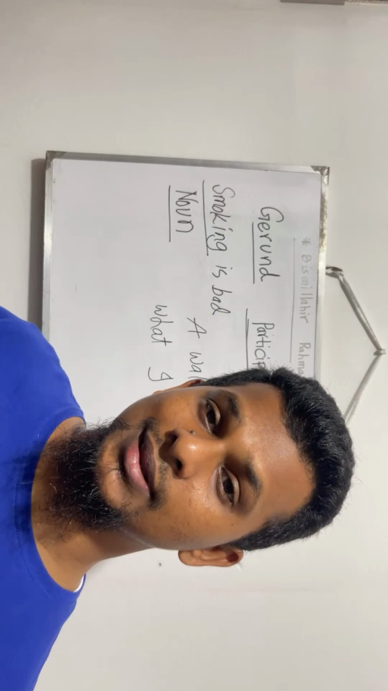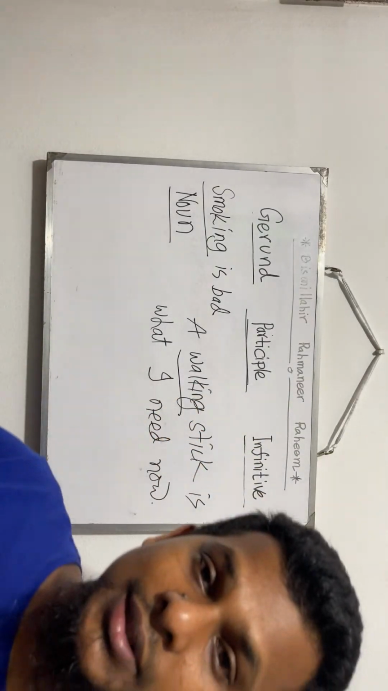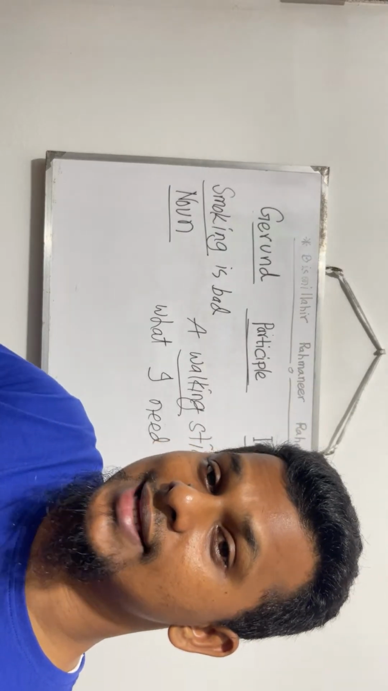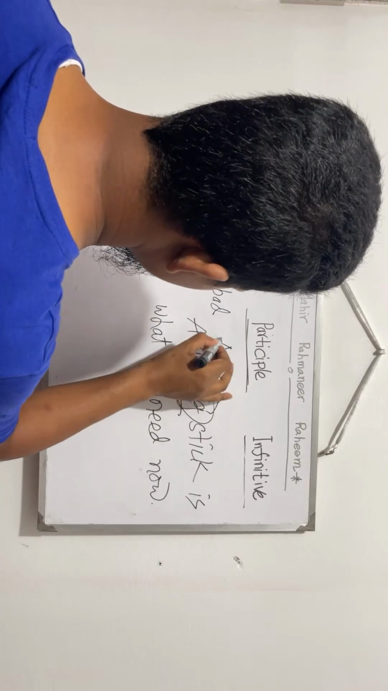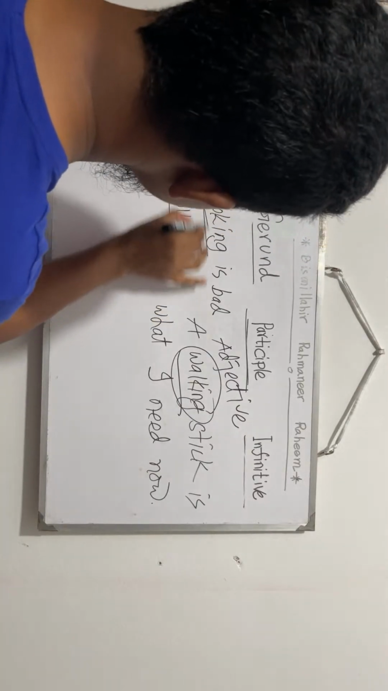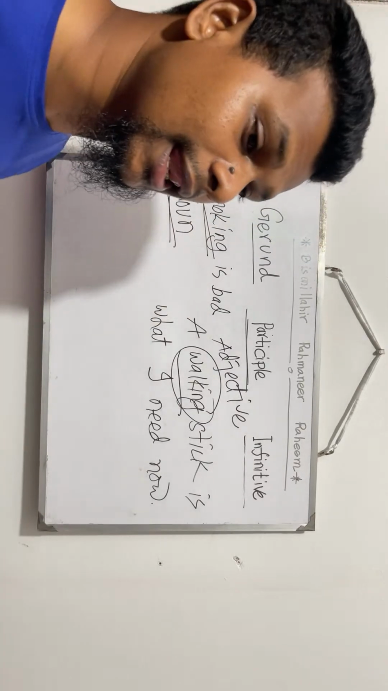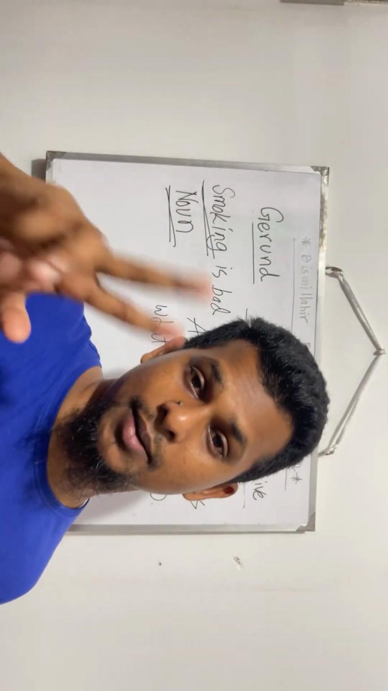So walking here is acting as an adjective. Smoking here is acting like a noun. So that is the difference, core difference between a gerund and a participle.